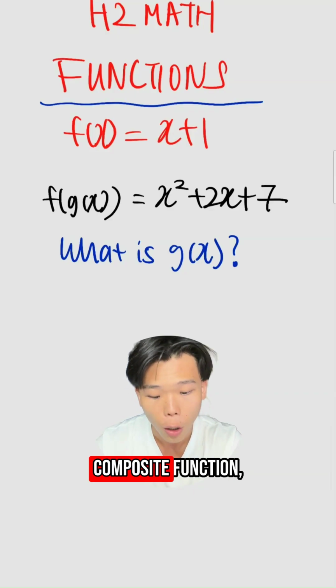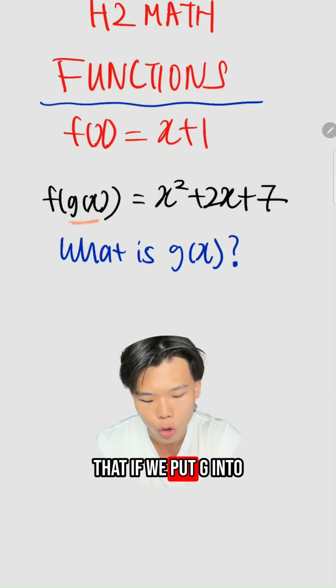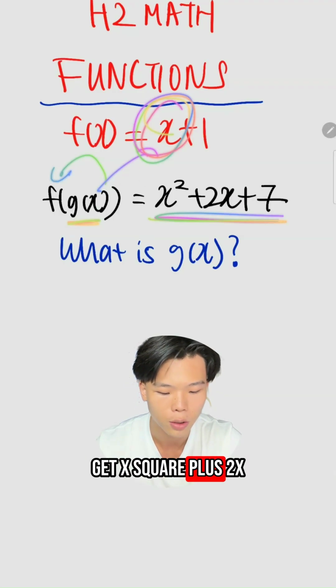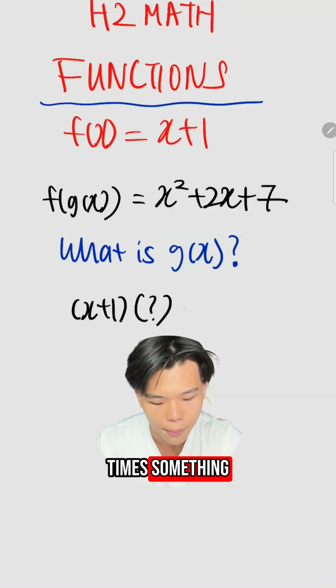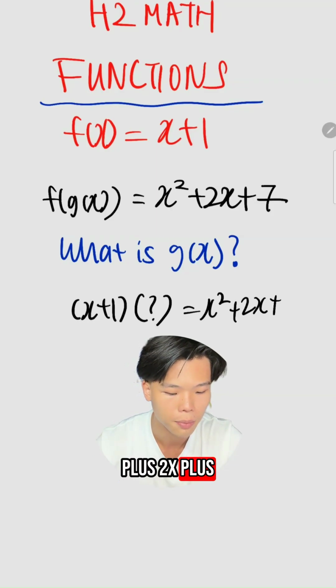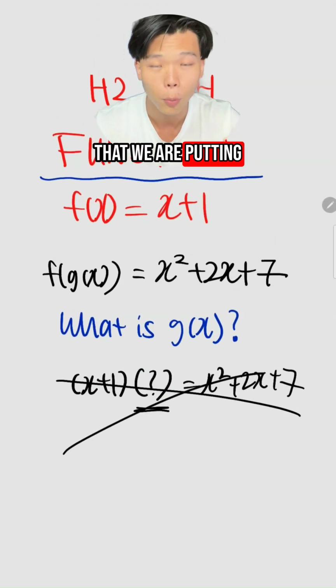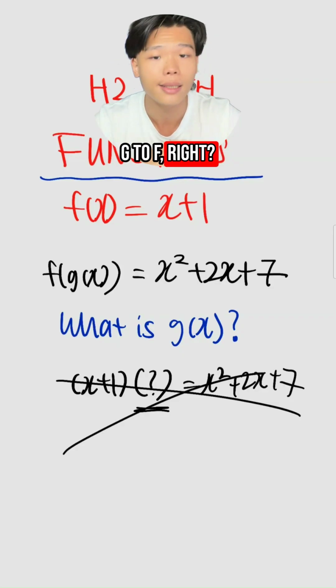We know that fg is a composite function, and we know that f is x plus 1. So the whole idea is that if we put g into f, if we put something into this x over here, we'll get x squared plus 2x plus 7. And it's not as simple as just taking x plus 1 times something to give me x squared plus 2x plus 7 to find out what is g. This is absolutely wrong, because what we are doing is putting g into f and we are not multiplying g to f. They are two different things.